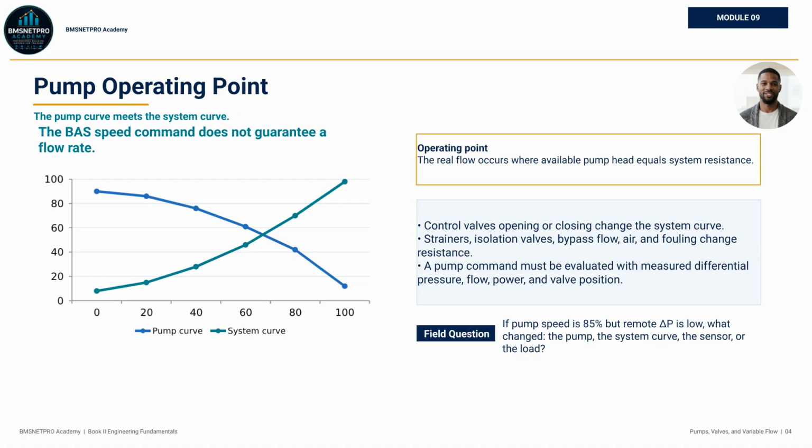A centrifugal pump has a relationship between flow and head. The piping system also has a relationship between flow and resistance. The actual operating point is where those two curves intersect. This is why a pump speed command alone does not prove flow.